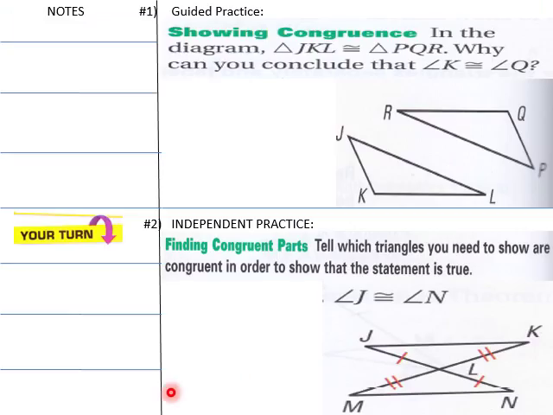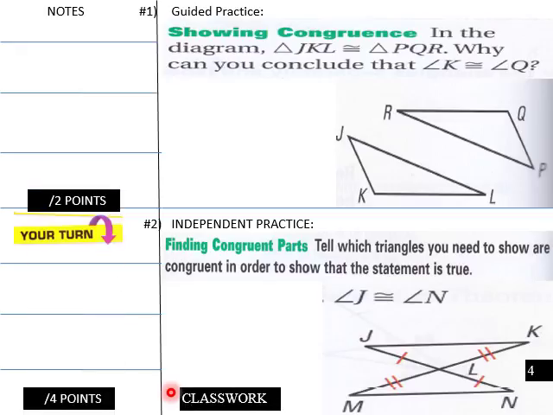Okay, students, here is our next guided practice, showing congruence in the diagram. Triangle JKL is congruent to triangle PQR. Why can you conclude that angle K is congruent to angle Q? And then students down here, tell which triangles you need to show are congruent in order to show that angle J is congruent to angle N here.